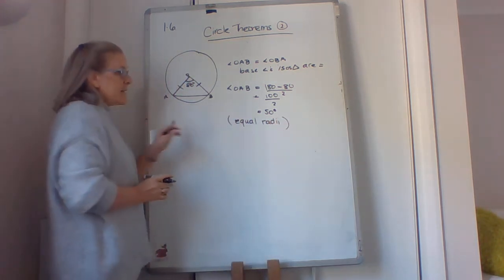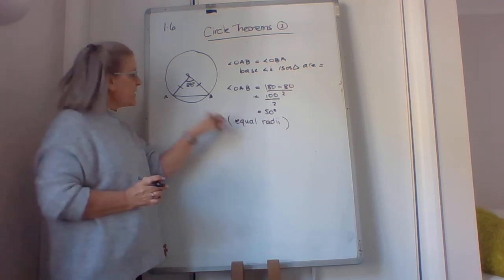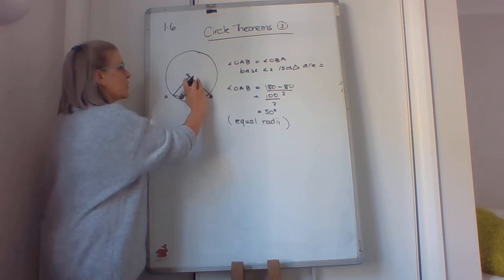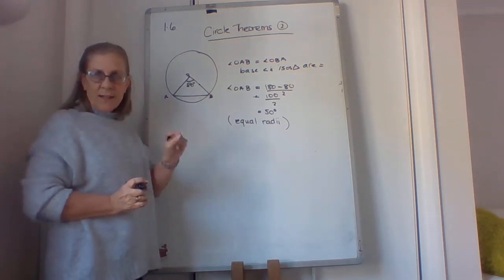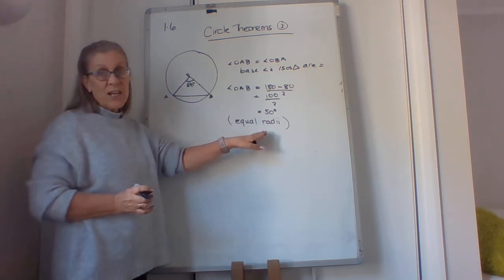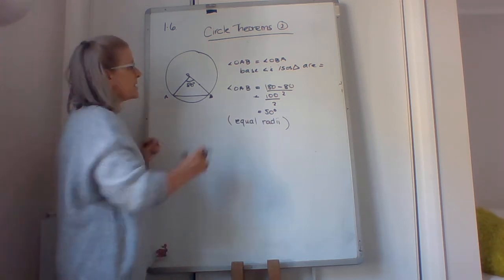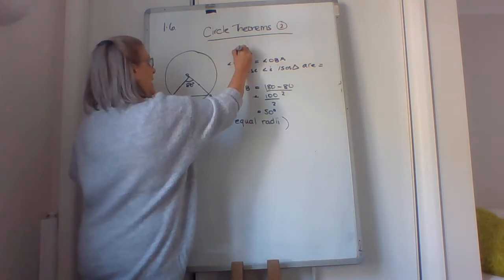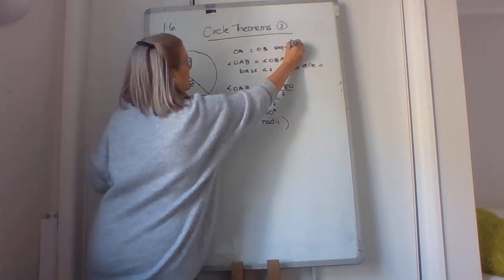Now, because they are trying to make you know that particular reason, they may not put these on, because you should know that any radii of a circle are equal. So they may not put it, in which case you have to tell them you know it by writing equal radii. Okay, so up here you want to write OA equals OB because they're equal radii.